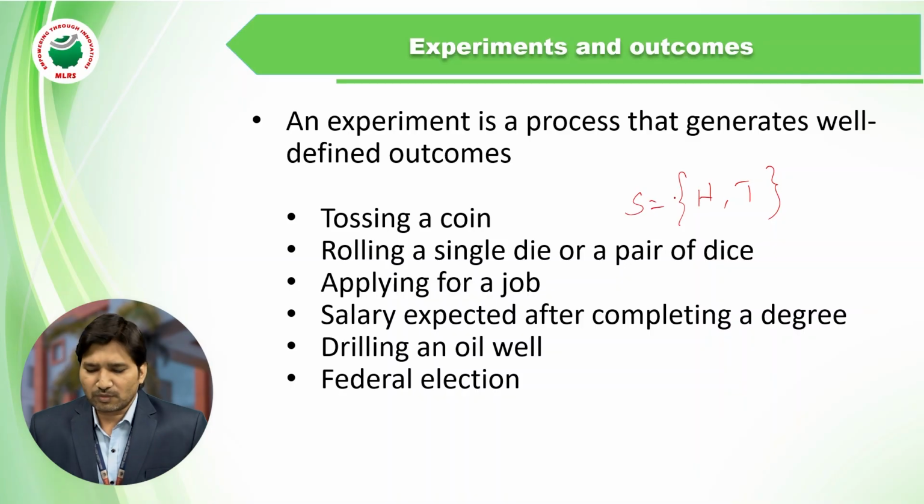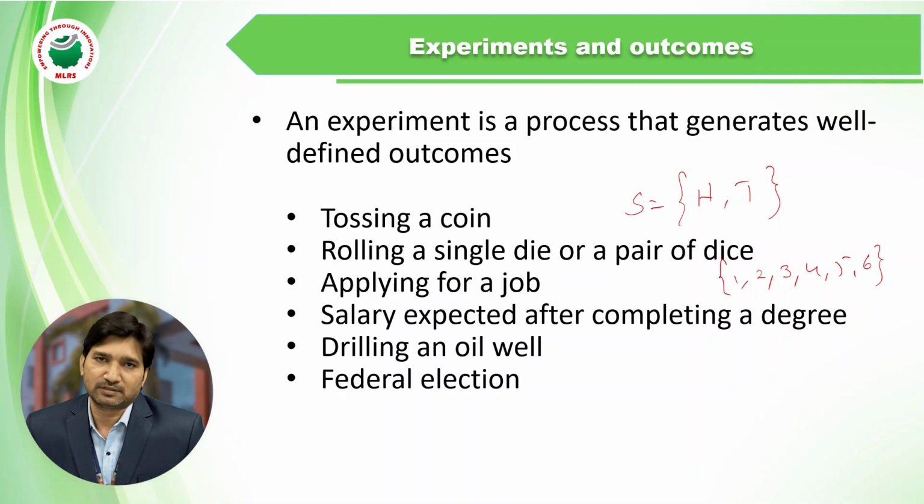Rolling a single dice or a pair of dice. If you roll a single dice, you will get 6 outcomes, that is 1, 2, 3, 4, 5, 6. And applying for a job, you will get it or not. We don't know exactly. That is also one experiment.